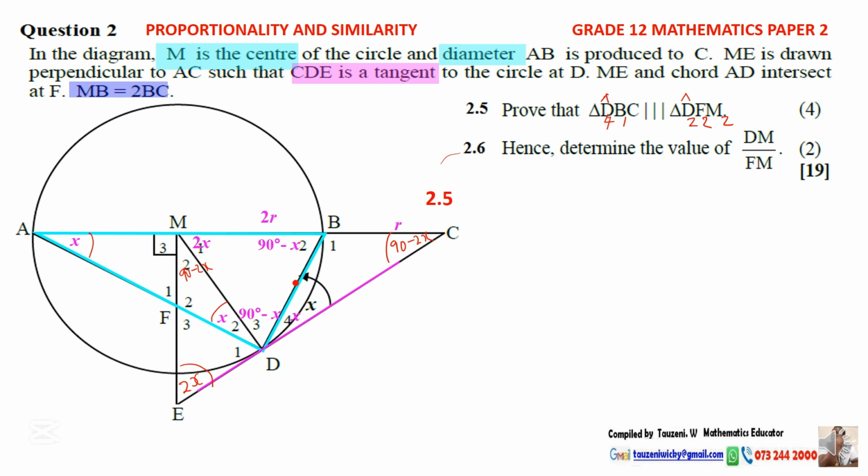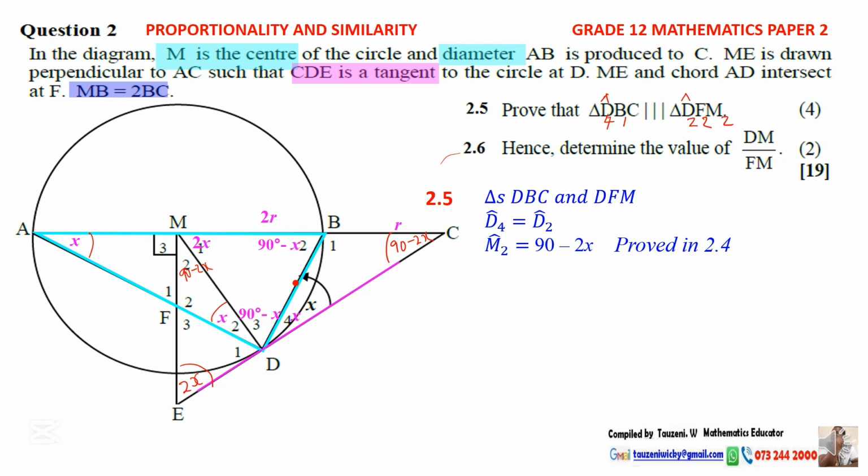Then we look at angle B. We need B1 in comparison to angle F2. Are they equal or not? Then finally, we look at angle C compared to angle M2. C and M2 are equal. We can see that M2 is 90 minus 2x and angle C is 90 minus 2x. That completes number 2.5, because once we get two pairs of angles that are equal, it completes your answer immediately.